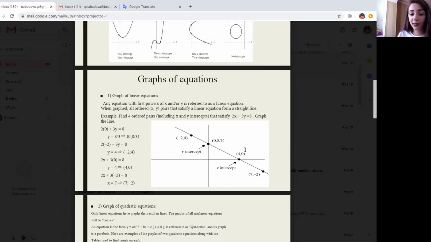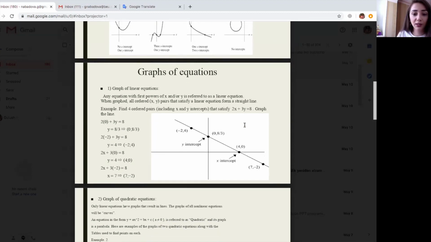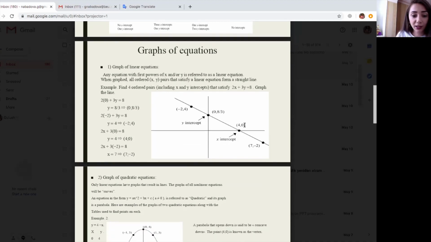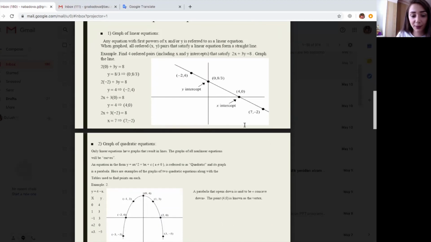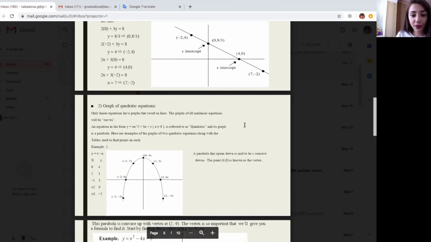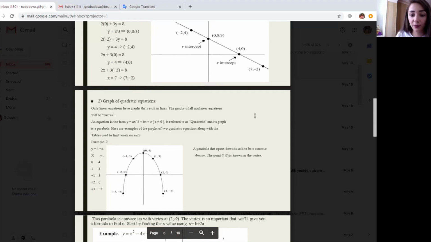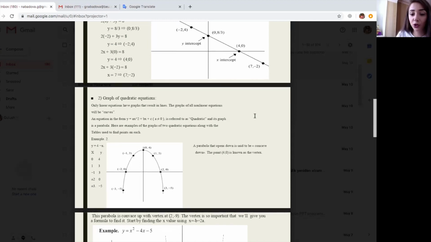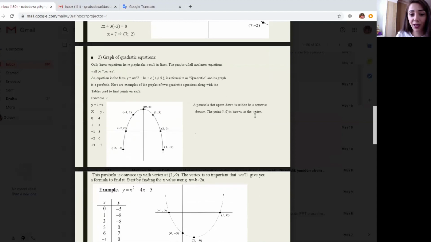Y-intercept, here is x-intercept. Yes, great. And graph of quadratic equations. Yes, as you see, this is the parabola. It is a graph of quadratic equations. One that opens down is said to be concave down. Right. The point for 0 is known as the vertex.